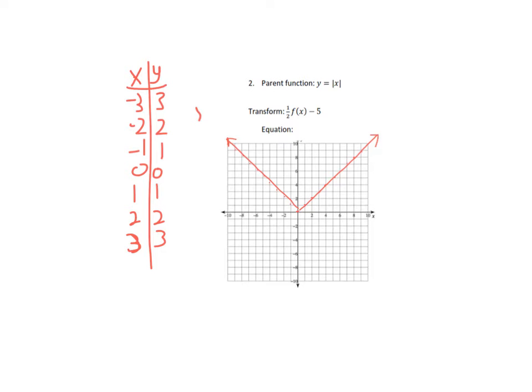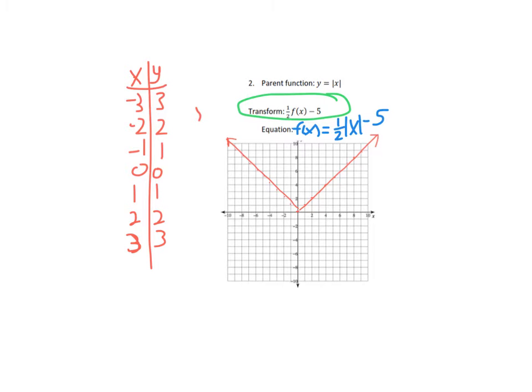Now, when we do this transformation, we're going to be multiplying it by a half. Those slopes are going to change from 1 and -1 to 1/2 and -1/2. Also, we're subtracting 5 from the output, so the vertex of the entire graph is going to be shifted down 5 units. And so my new equation is going to be f(x) = 1/2 |x| - 5.